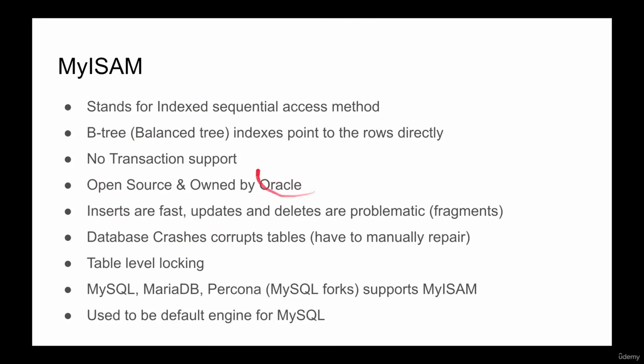And we're going to talk about why people really hate that part and why people started forking. Once Oracle started owning this stuff, people started forking it and creating their own databases. So inserts are fast. Updates or deletes are problematic, because they create fragments. So let's talk a little bit about that.